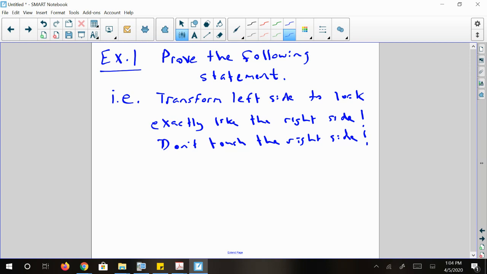It would almost be like me saying, prove that 3 times 2 plus 1 is equal to 7. We're going to keep this 7 the exact same, but if I wanted to show this in steps on the left side, I would say, okay, 3 times 2 is 6, so this becomes 6 plus 1, and 6 plus 1 is 7. And now I've transformed the left side to look exactly like the right side without touching the right side at all. So that's the general idea here when we do these problems.